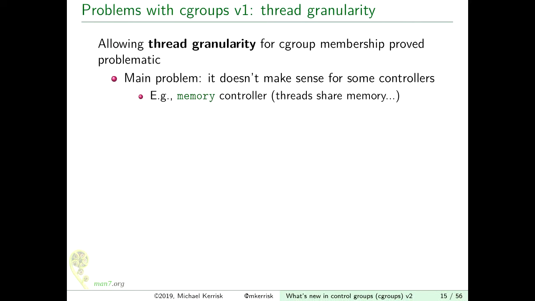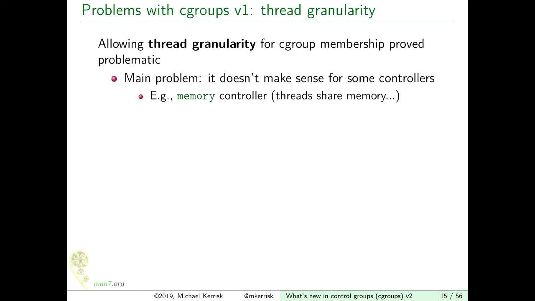Okay. Now, another problem with Cgroups version 1 is, with Cgroups version 1, you can have thread-level granularity for Cgroup membership. You can have a multi-threaded process where some threads were in one Cgroup and other threads were in a different Cgroup. Now, for some controllers, this made no sense. For example, I'll step back a second. For some controllers, it did make sense. For things like the CPU controller, there were use cases. But there are other controllers for which it makes no sense.